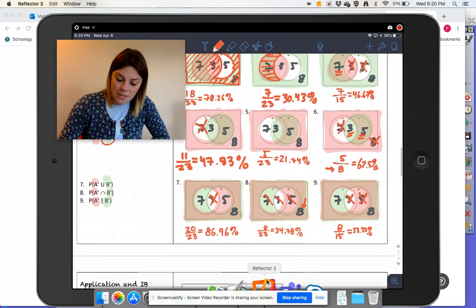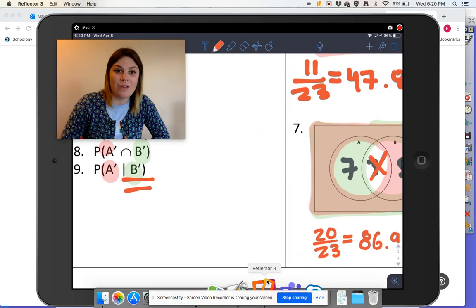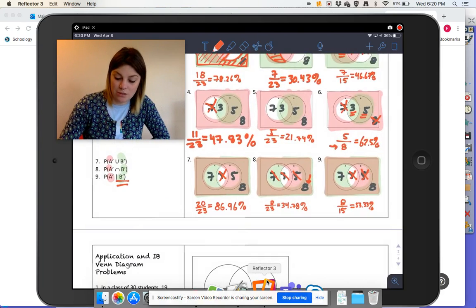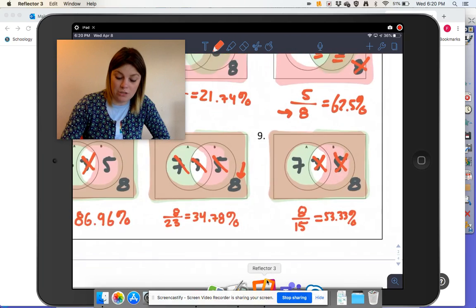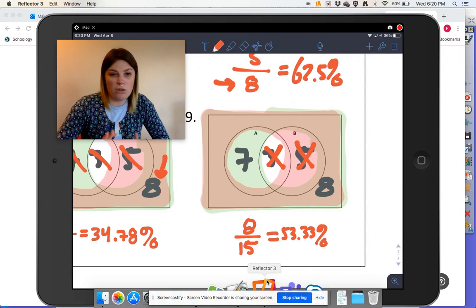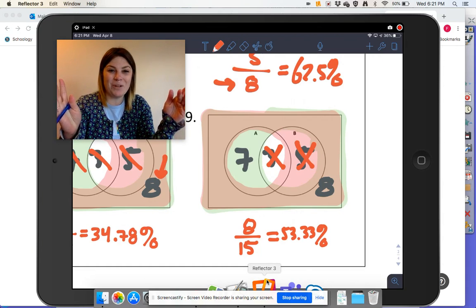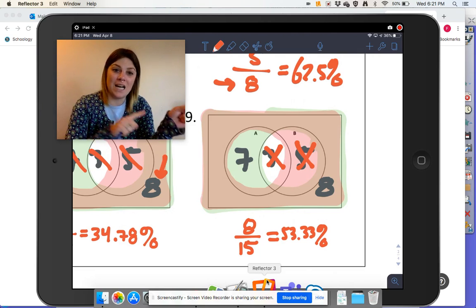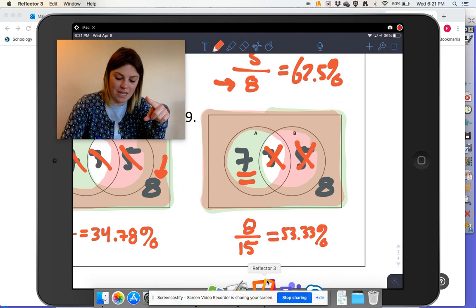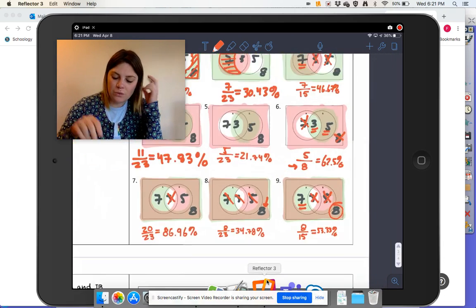And then the last one, again, our condition is B prime, right? So I crossed out everything that's not shaded in green, and that would be the 3 and the 5. Ignore B. We only want B prime. So now our whole world is 15, and we want to know what is the probability of it being not A, right? The 7 is in A, the 8 is not A. So yeah, that one's tricky.